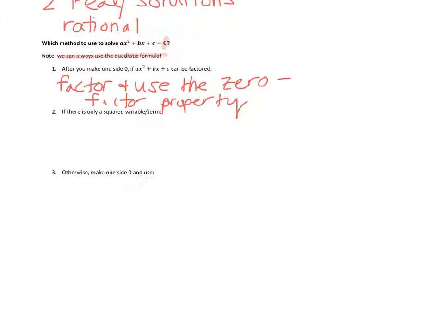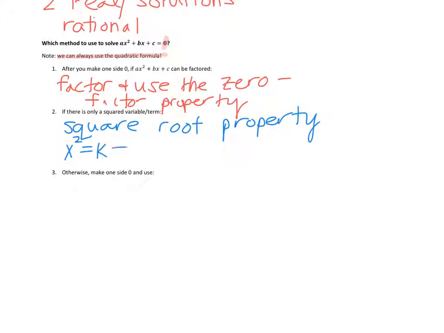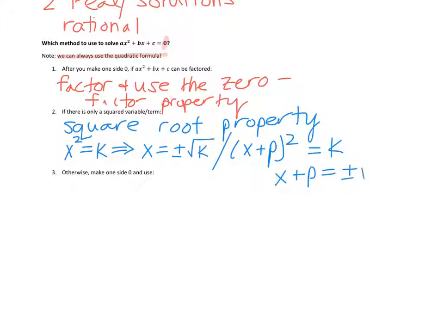Another case is if we only have a squared variable or term, no middle term, in other words, we will use the square root property. And to do the square root property, we actually do the opposite of what we were doing before. We isolate the squared term. And then we say x is plus or minus the square root of k. We also have something a little bit more complicated. Sometimes it's something in parentheses squared. So I'll just make up something. And then we still use the square root property and take the square root of both sides.